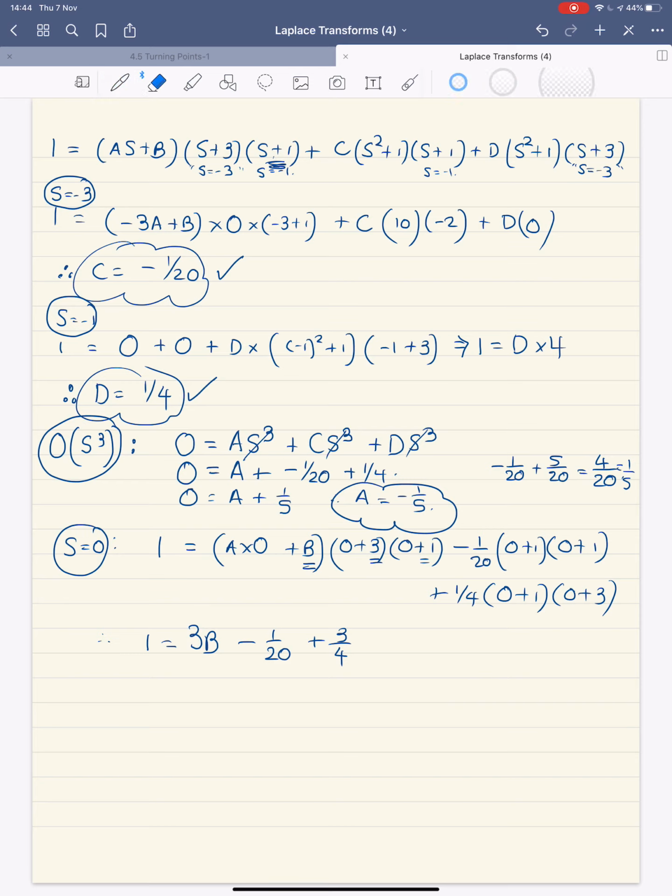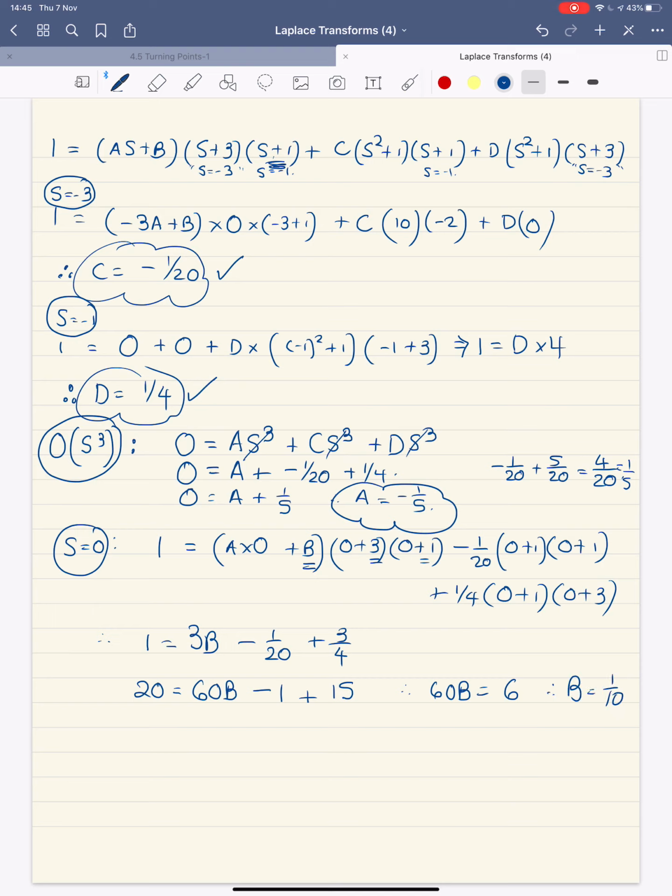Let's multiply everything by 20 to get rid of that 20th. So 20 is 60b minus 1 plus 60/4, which is 15. Therefore 60b is 20 plus 1, which is 21, minus 15, which brings it down to 6. So 60b is 6, and therefore B is 1/10.